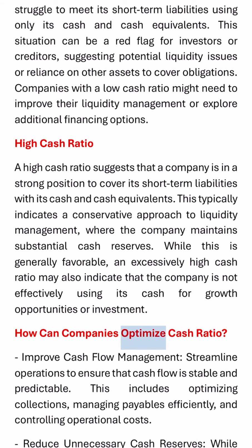How can companies optimize cash ratio? Improve cash flow management. Streamline operations to ensure that cash flow is stable and predictable. This includes optimizing collections, managing payables efficiently, and controlling operational costs.